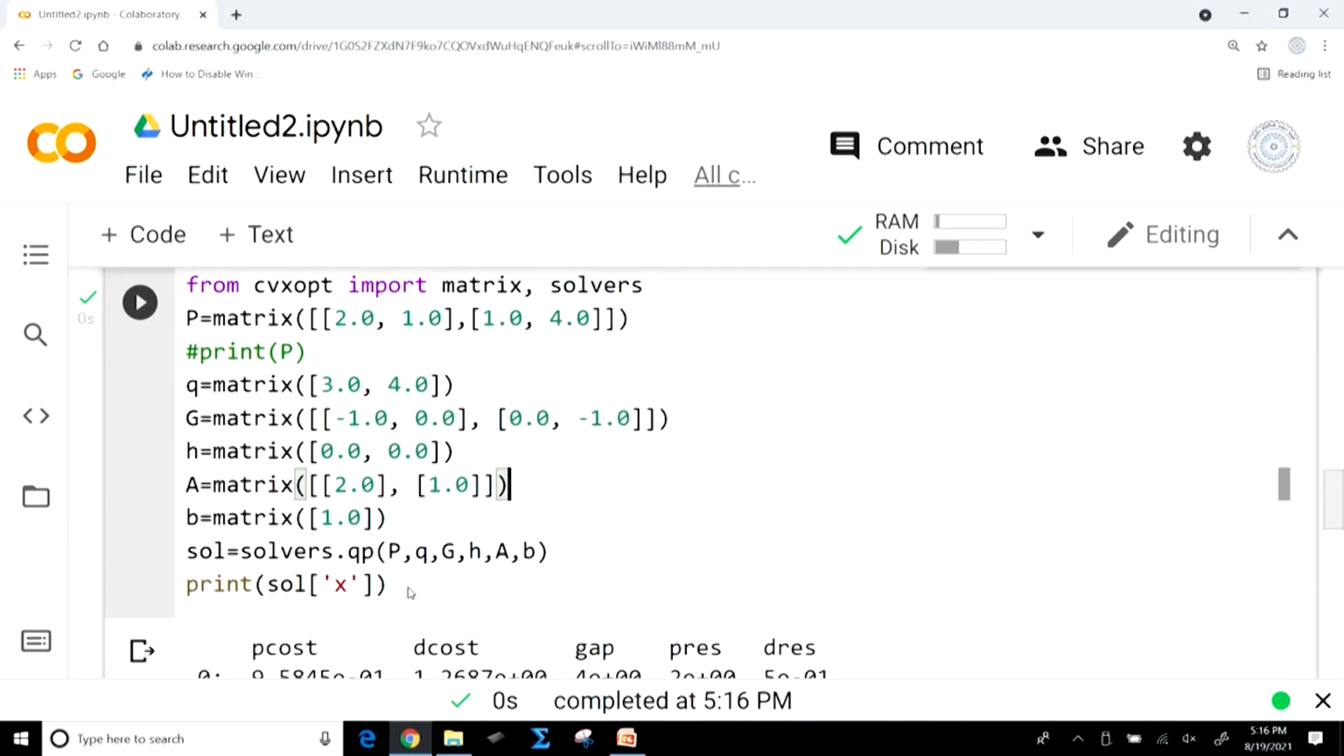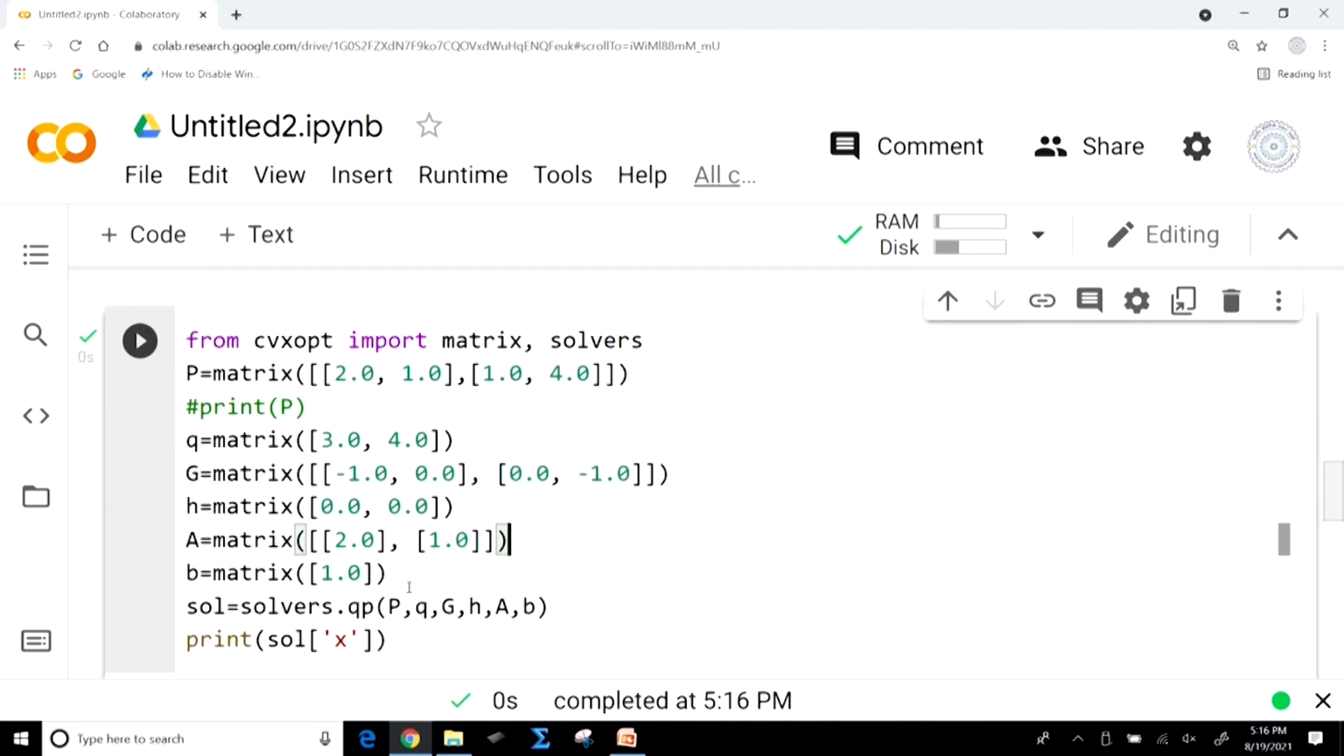So basically this is how we can find the optimal solution of a convex QPP. It is very easy; you simply have to know the format. If you know the format, you can insert the values of the matrices P, Q, G, H, A and B and simply use solvers.qp to find the optimal solution of a given convex QPP. Not only LPP or QPP, but if you have some non-linear convex optimization problems, we can solve those using CVXOPT also.